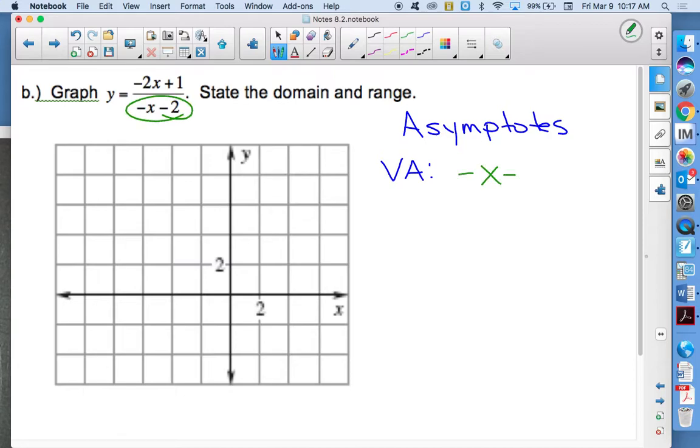Minus x minus 2. Yeah, so it's the denominator that's not allowed to be 0. So that's why we're solving that little equation there. Take the 2 to the other side, divide by negative 1. The vertical asymptote is at negative 2. So that means this is counting by 2, so be careful. Counting by 2s, we have a vertical asymptote at negative 2.